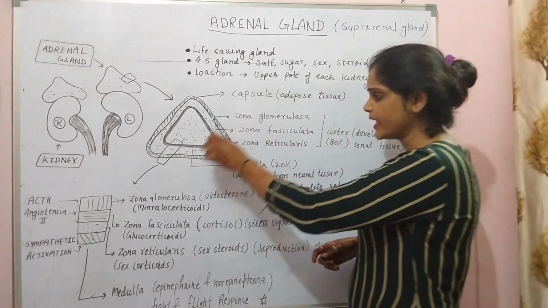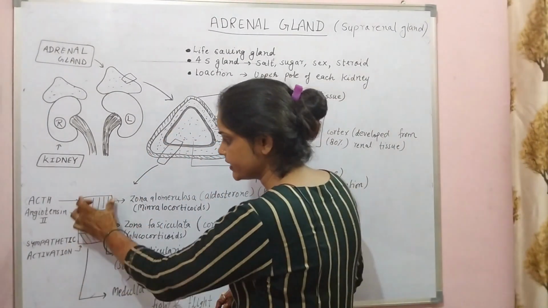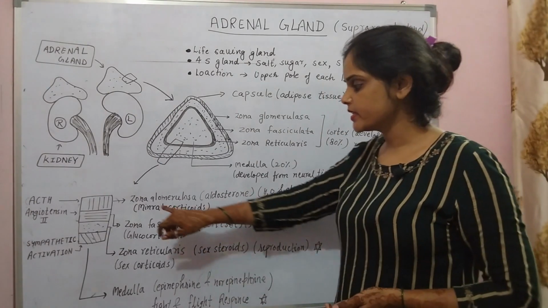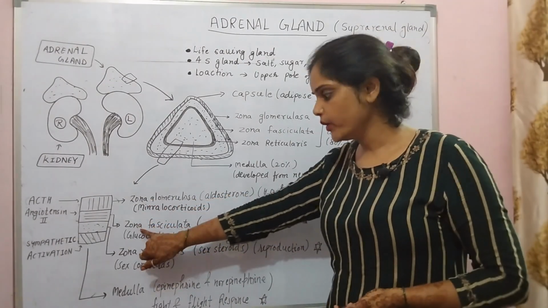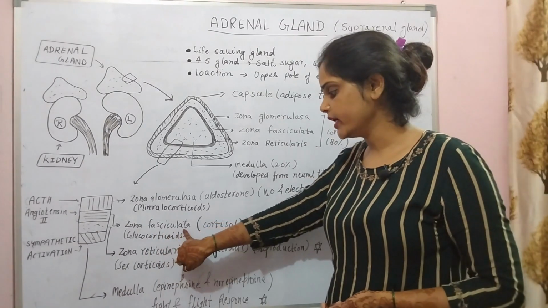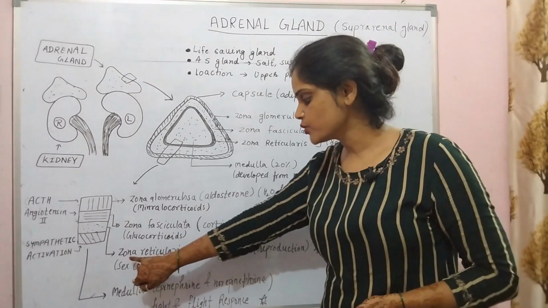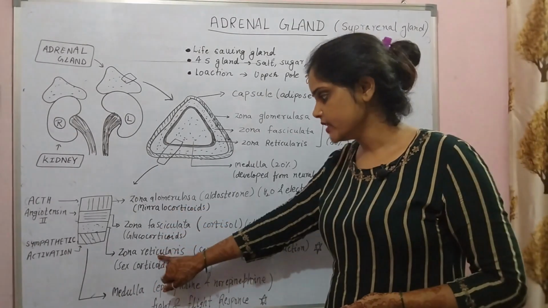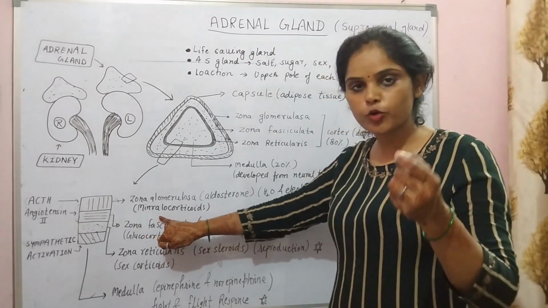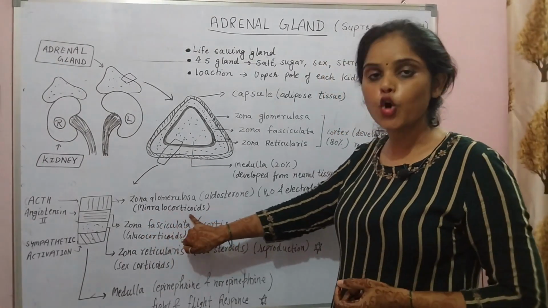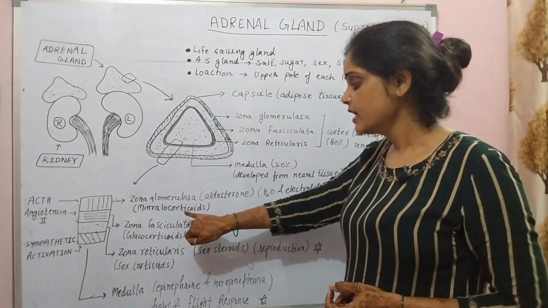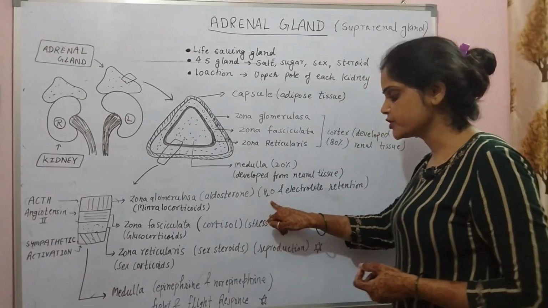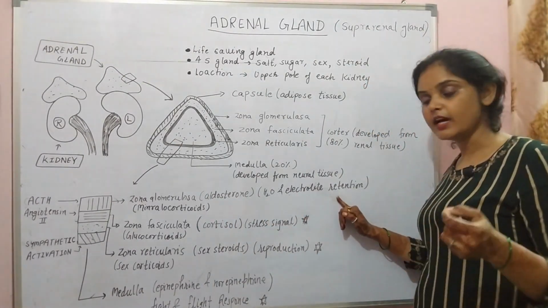Now if we take a section of this gland, we see that the cortex is again divided into sections. The outermost layer of the cortex is the zona glomerulosa. Below it is the zona fasciculata, and below it is the zona reticularis. So: zona glomerulosa, zona fasciculata and zona reticularis. Now the zona glomerulosa forms a group of hormones known as the mineralocorticoids, and the key hormone among them is aldosterone, which is responsible for the water and electrolyte balance in the body.